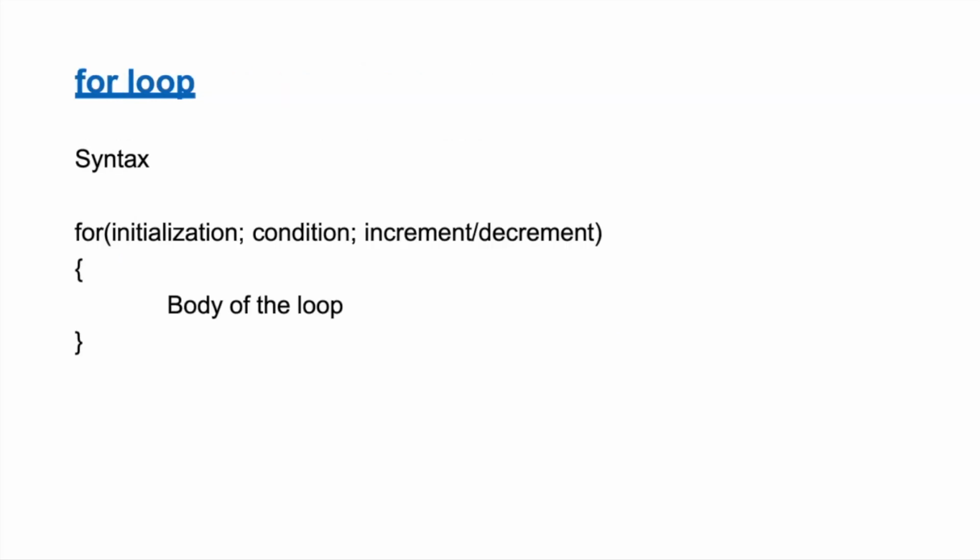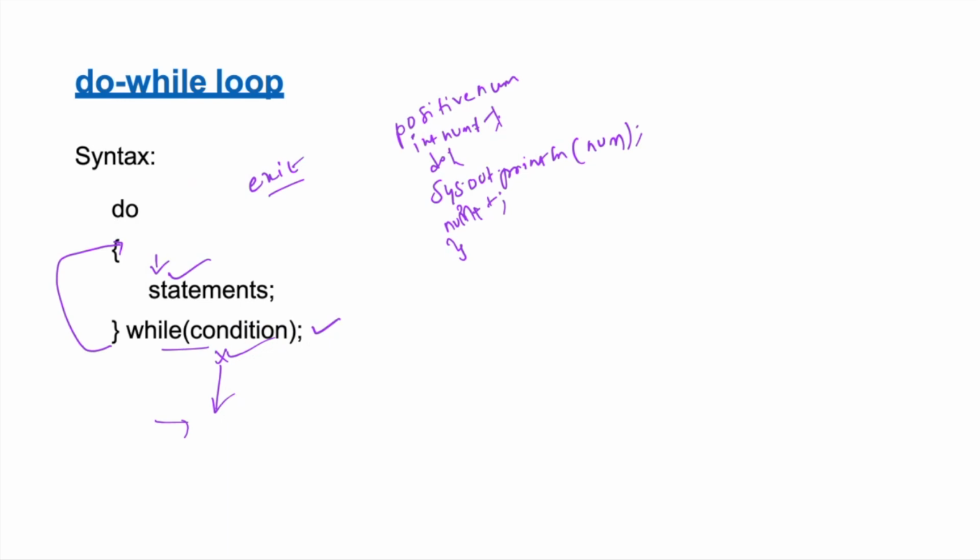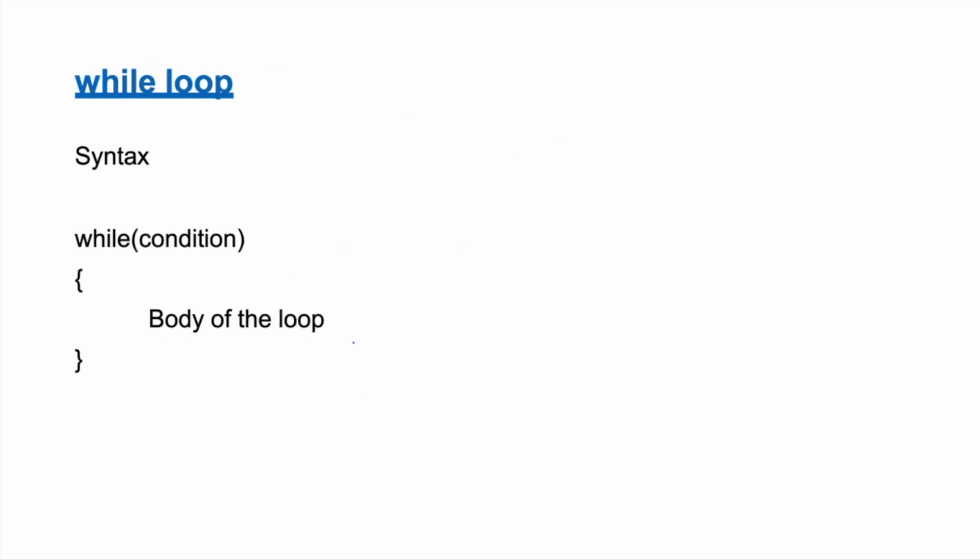So the next one is known as a for loop. What exactly is a for loop? Here again, for is a keyword. And what is the difference between a for loop and the previous loops? If you clearly observe any of these loops, you have one thing in common. Every loop has three basic things. The first one is initialization.